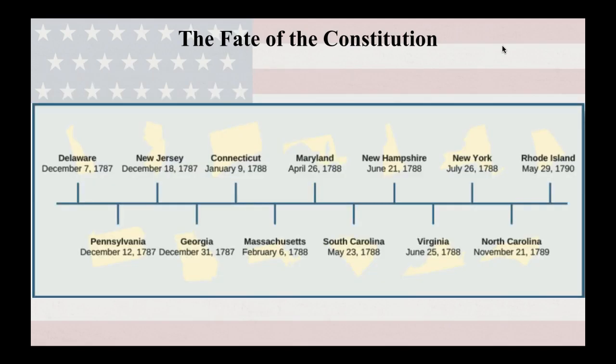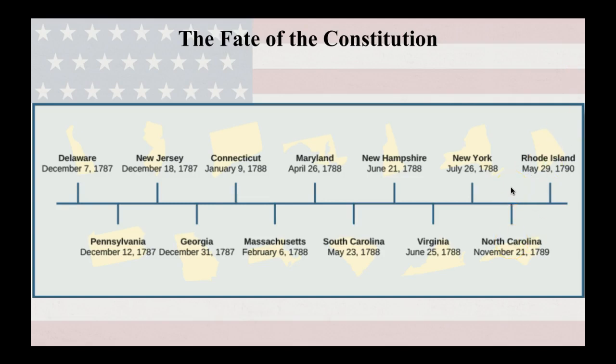Now, ratification will take place. The Constitution will be ratified. Delaware will become the first. Pennsylvania, New Jersey, Georgia, all very quickly in rapid succession, with Connecticut and Massachusetts and Maryland, South Carolina, New Hampshire, and then Virginia. Right? New York kind of holds out a little bit. North Carolina sort of holds out.